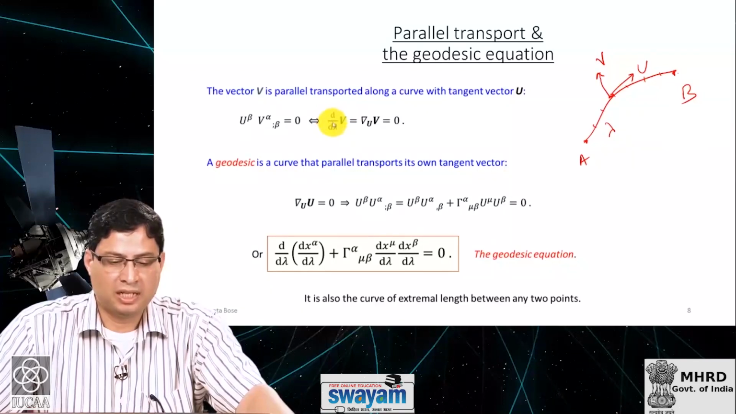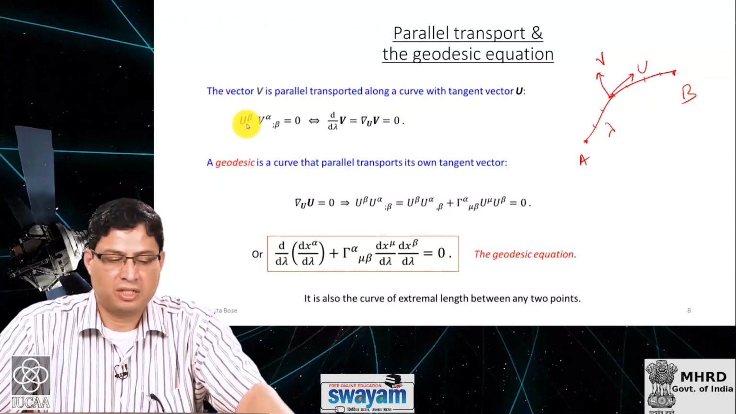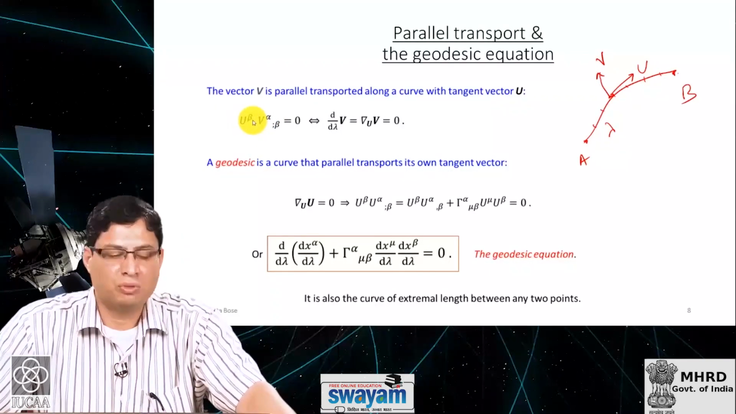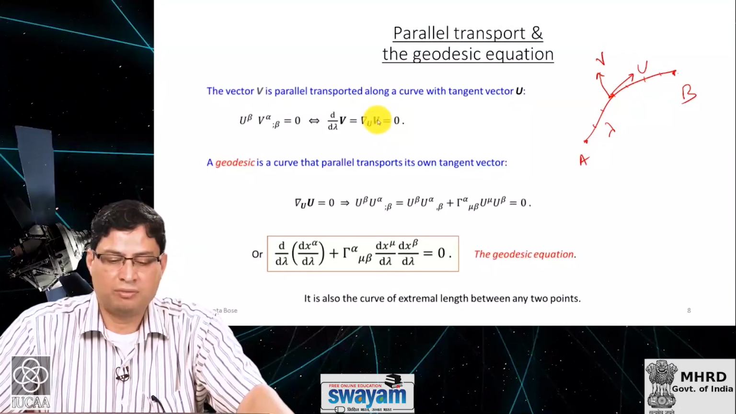You do so by realizing that d by d lambda of v is nothing but the projection of the covariant derivative of the components of v on the tangent vector. Okay. In other words, you take the covariant derivative of v^α with respect to x^β, and then you contract that derivative with respect to u, and so the components of u are u^β. Okay. Symbolically, this is the same as the derivative of v with respect to lambda, which is the same as this covariant derivative with respect to u of the vector v.